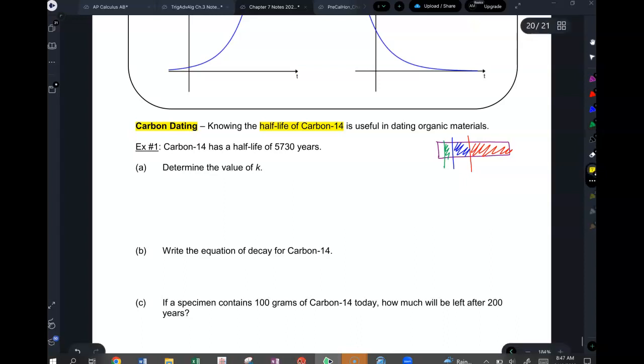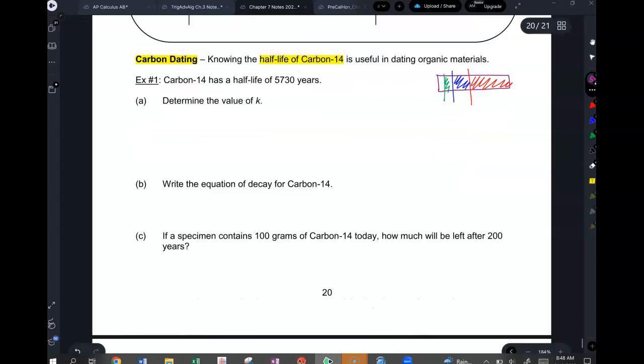So carbon-14 has a half-life of 5,730 years. It means if I have 100 grams of something, in that many years, how much of it will remain? 50 grams, okay? So carbon-14 has a half-life of that many years. We need to find the value of k. You always start with this equation for half-life, always.